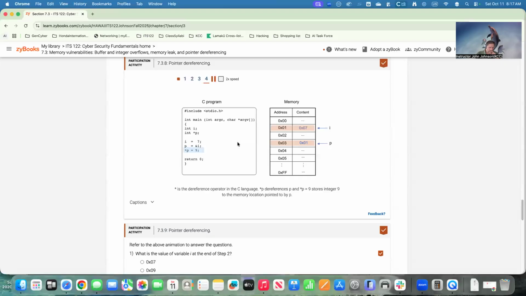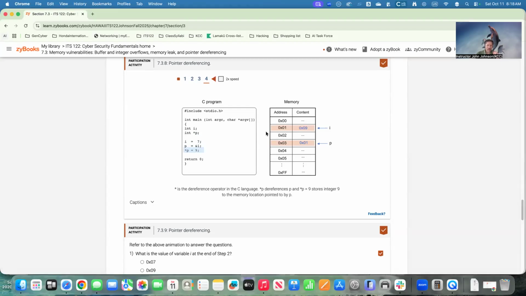The next step is stars. It's explaining that star is the dereference operator in the C language. So star P dereferences P, and star P equals 9 stores integer 9 to the memory location pointed to by P. What it's saying is, P is pointing to 0x01, and I am going to store 9 in the place that I'm pointing to. This is equivalent to saying I equals 9 because we're pointing to the same memory location.